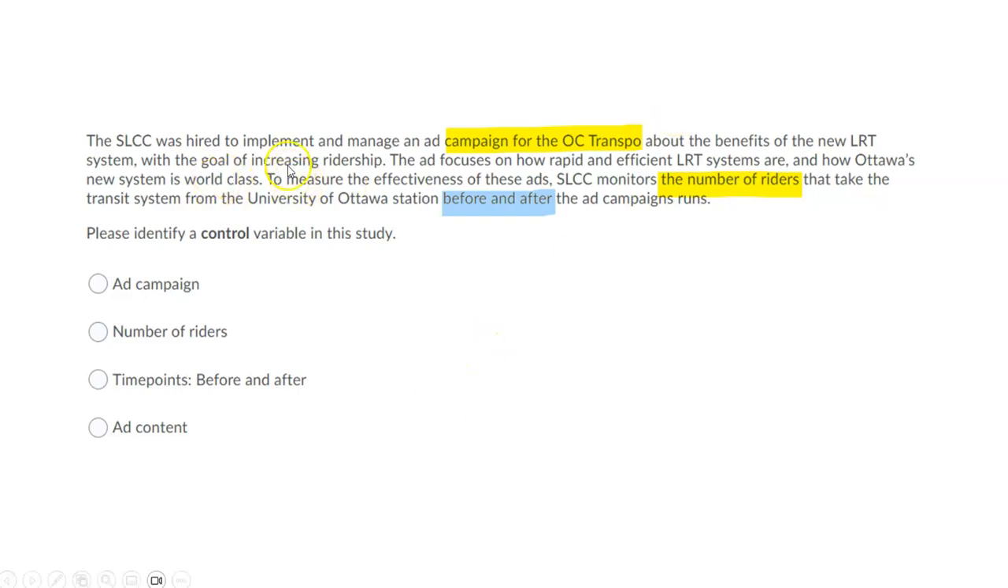And now this one is a bit more complex. Consider a campaign for transport, where you want to know how many riders take the transit system, and the campaign was put in place before and after, and you want to see the difference. So in this case, what is the control variable? That is the time points, because before and after, that is controlling the two different conditions. So that is the number of time points.